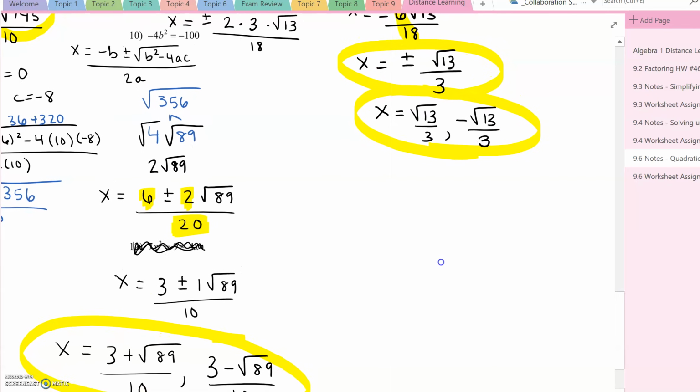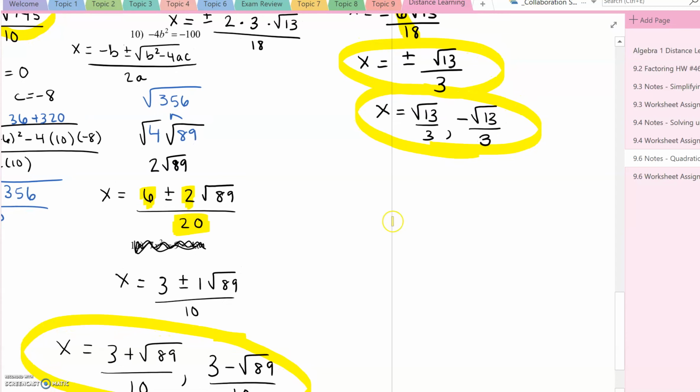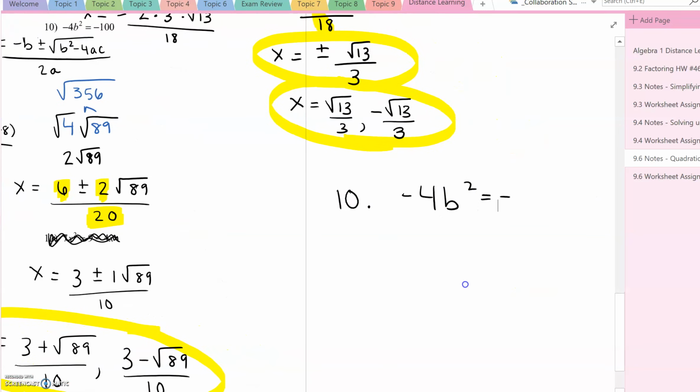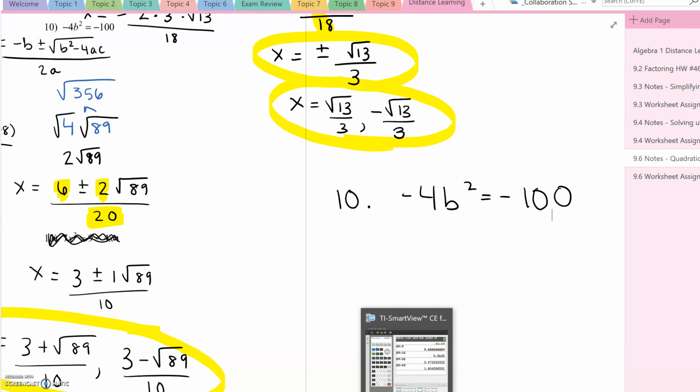Okay, and I am out of room. I've used all my room here, but problem number 10, I'm just going to do way off to the side here. Negative 4b squared equals negative 100. I bet you could tell me all the steps here, so I'm going to pretend like you're telling me the steps.